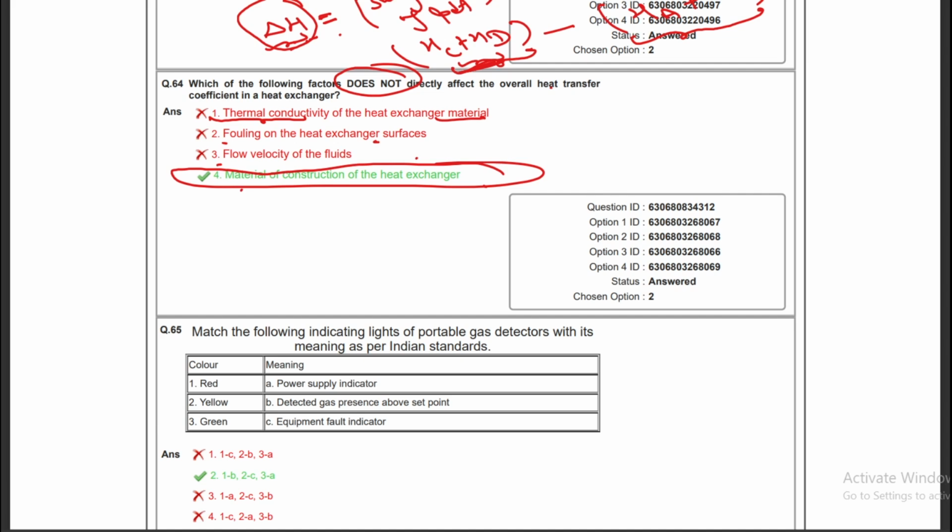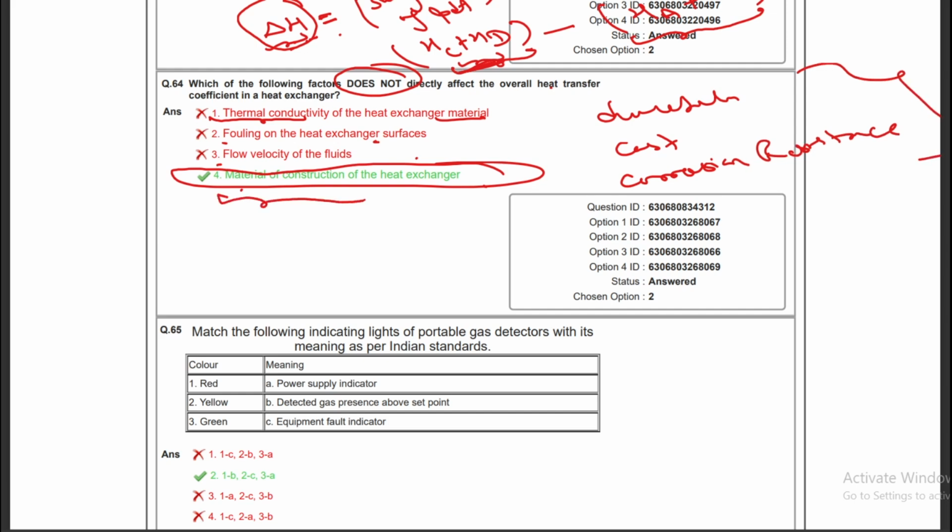While the material of construction can influence other factors such as durability, cost, and corrosion resistance, it does not directly impact the overall heat transfer coefficient. So the correct answer is the fourth option.